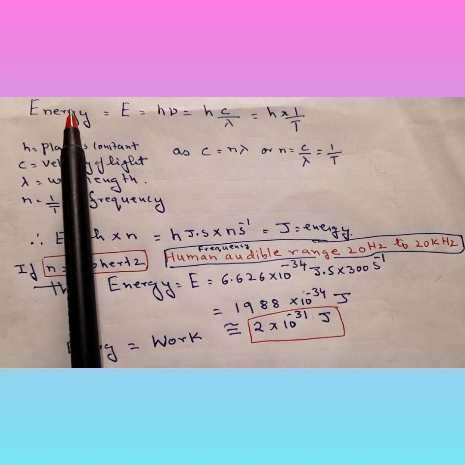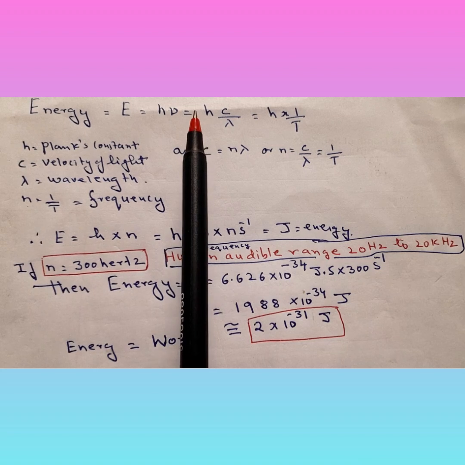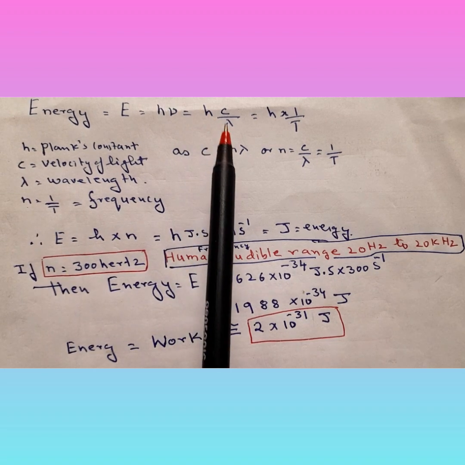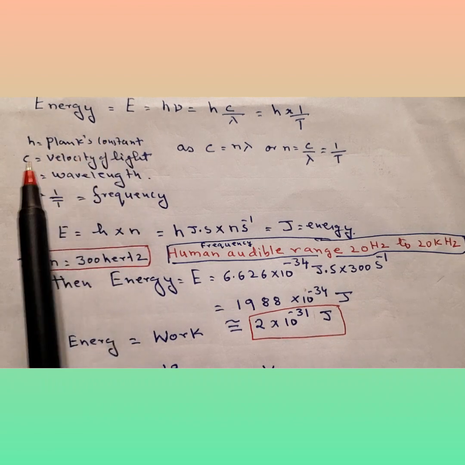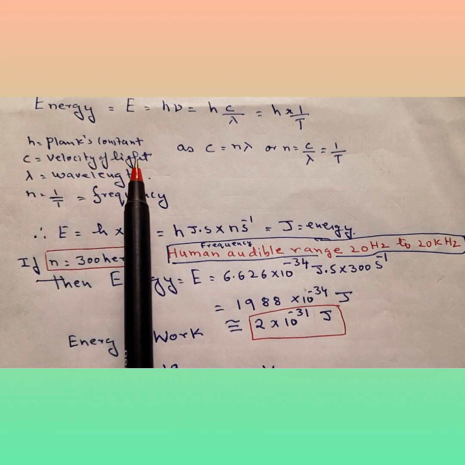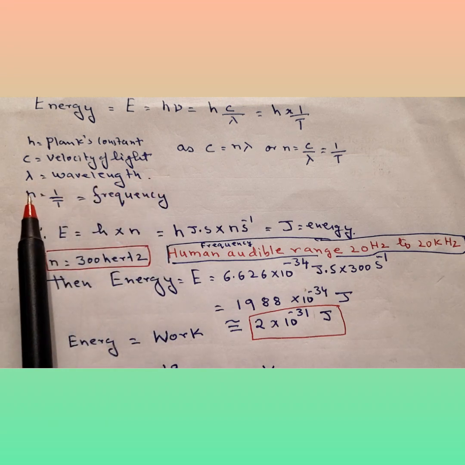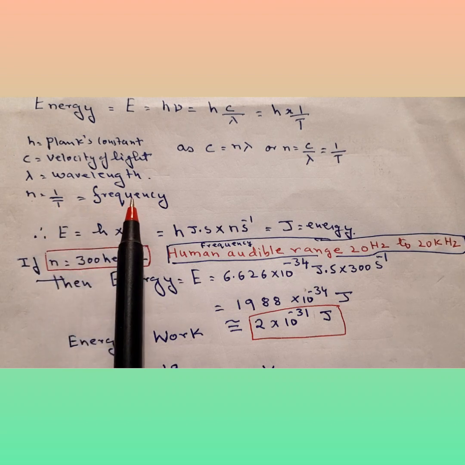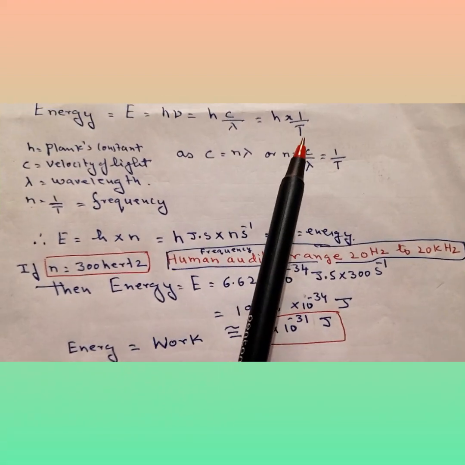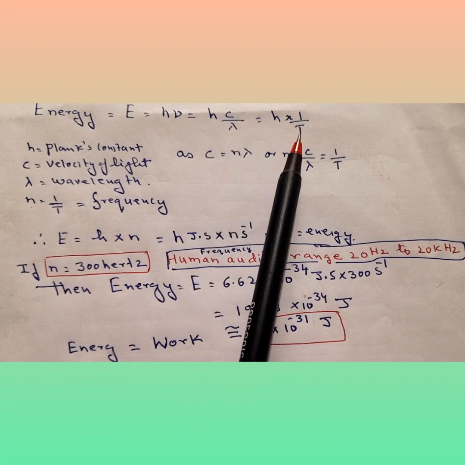Now this is energy E, which is equal to h nu. Now h nu is equal to hc over lambda, where h is Planck's constant, c is velocity of light, lambda is wavelength, and nu, that is 1 over t, where t is the time period, is equal to frequency. So nu is c over lambda, which is 1 over t.